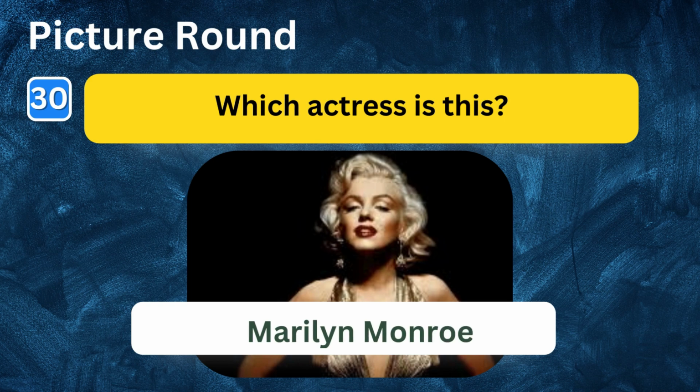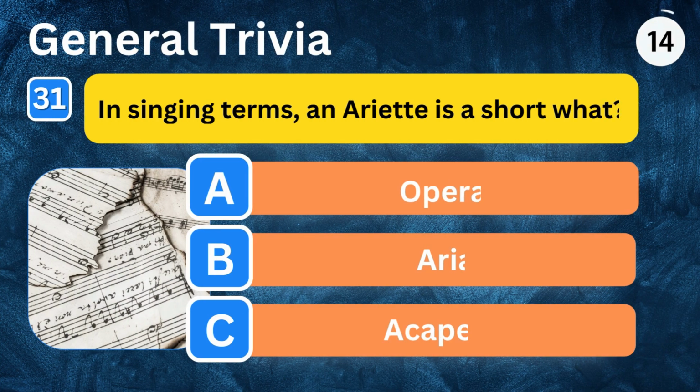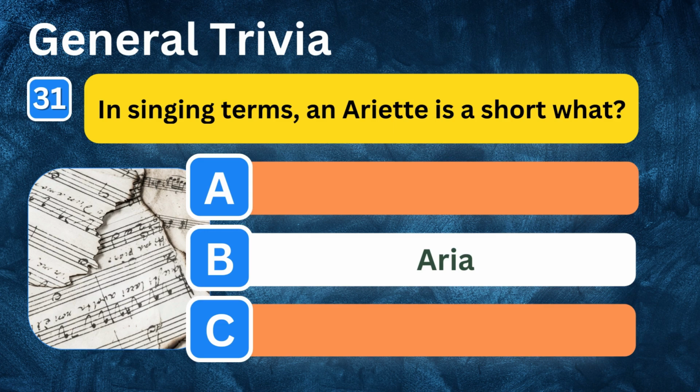And that brings us to the end of the picture round. Let's move on to the final round of this week's quiz, as ever, the general trivia round. Here comes the first question. In singing terms, an ariette is a short what? Is it an opera, an aria, or an a cappella? It's a short aria.